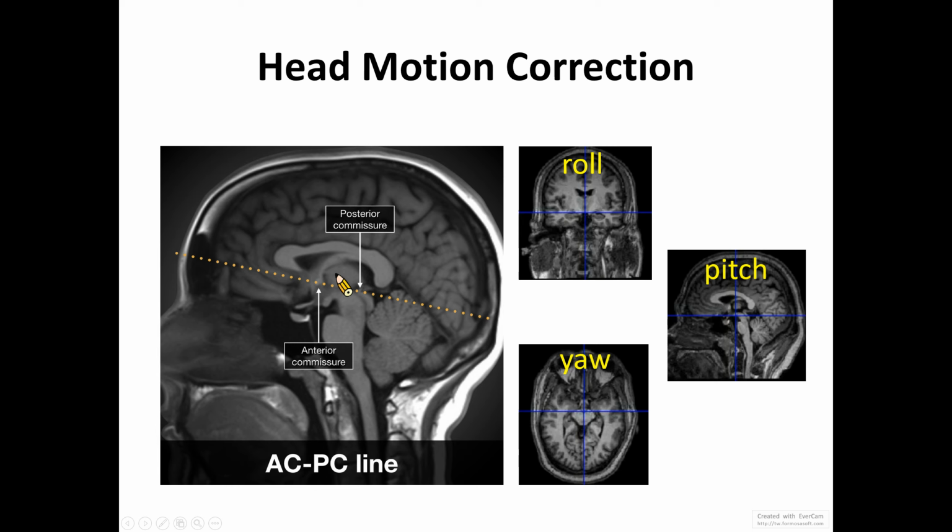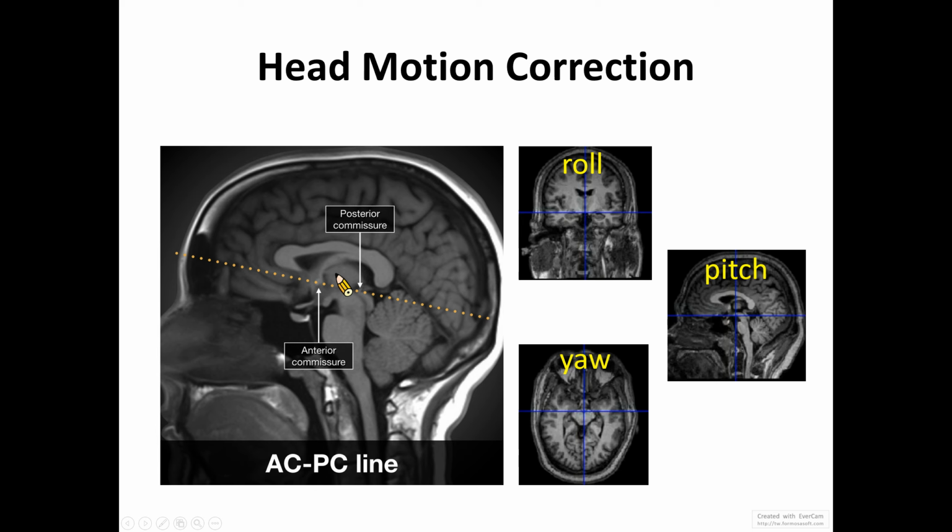Then each participant may have a slightly different head shape, and someone may turn their head a little to the left, and others may turn their head to the right, so each one has a slightly different position on the MRI scanning bed. So once we obtain these MRI images, we need to calibrate these head positions.